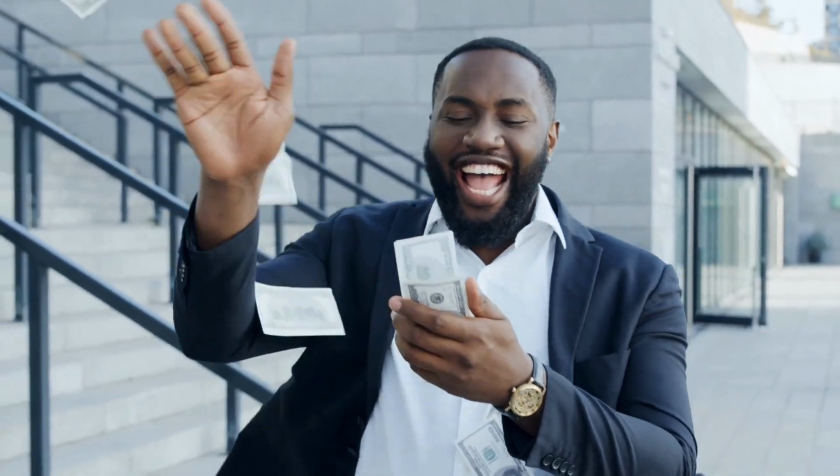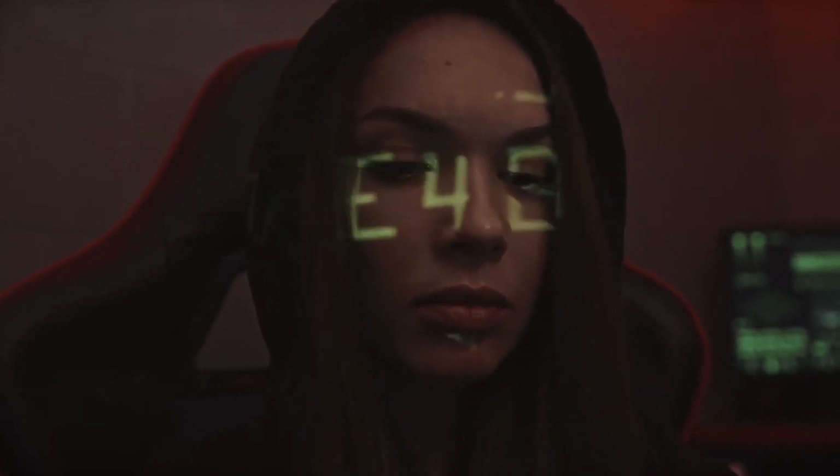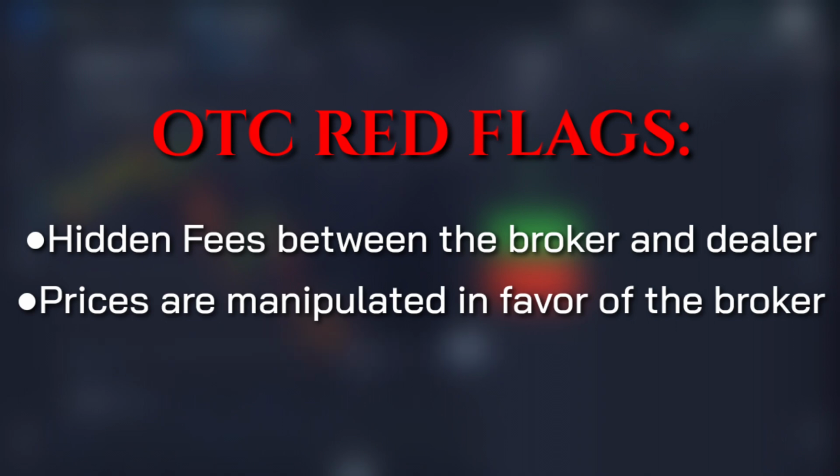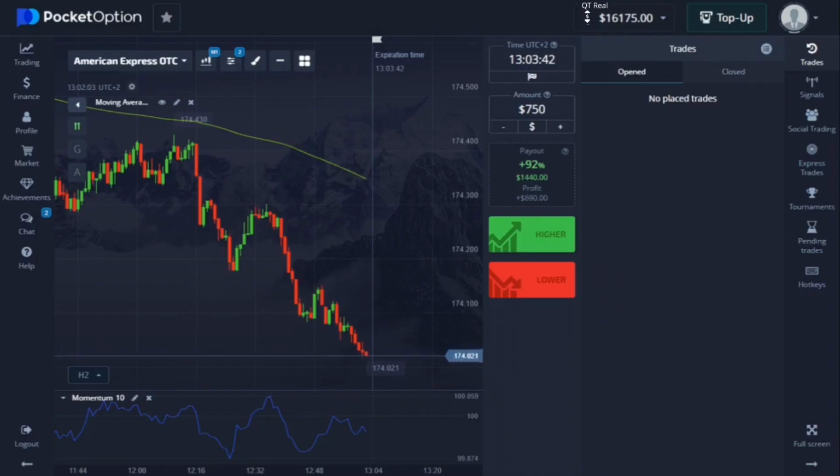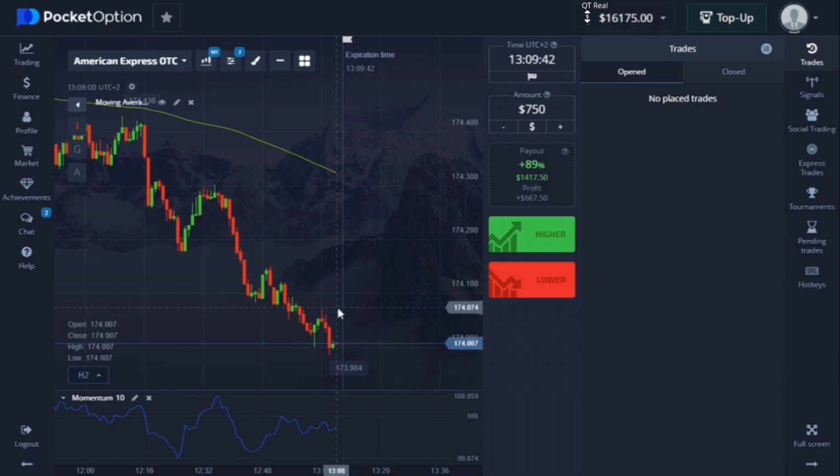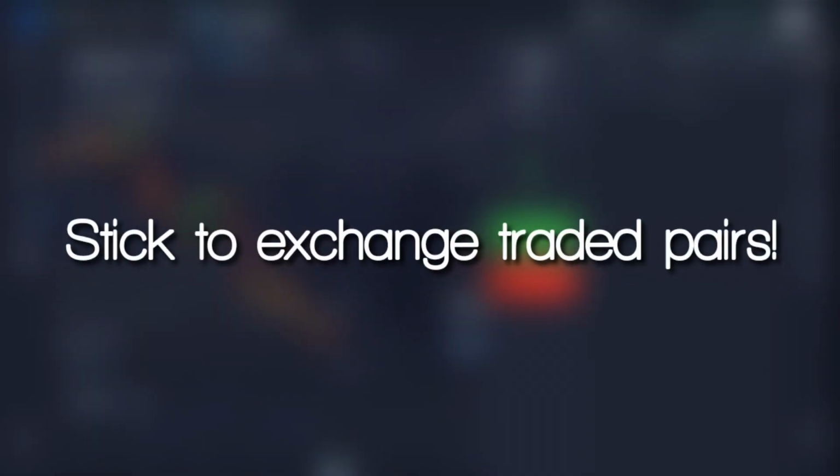But have you ever wondered why? OTC is where these brokers really make their money. You see, although OTC has some great benefits, it's far more risky and dangerous than you think. The problem with trading OTC pairs is there's no centralized exchange involved, it's just the broker and the dealer. So there's all sorts of hidden fees, and the prices are always being manipulated in favor of the broker. So overall, OTC is extremely dodgy and unbelievably risky to trade, and you just want to stay away from it completely. So in order to protect you and your capital, you want to stick to exchange traded pairs at all times, no matter what.